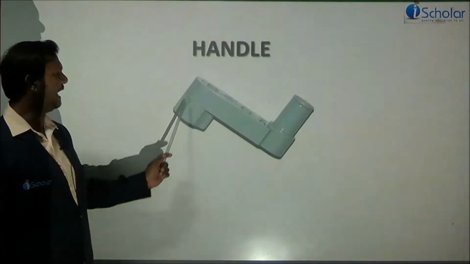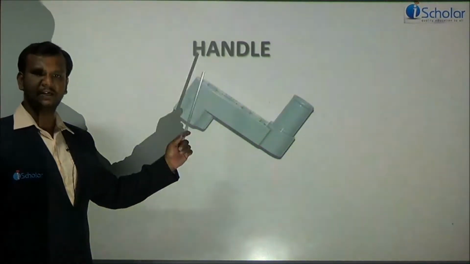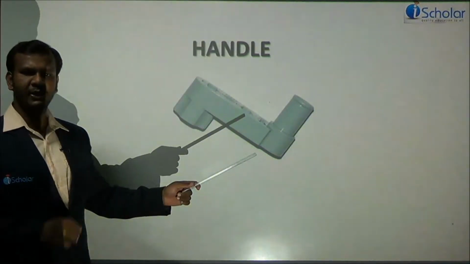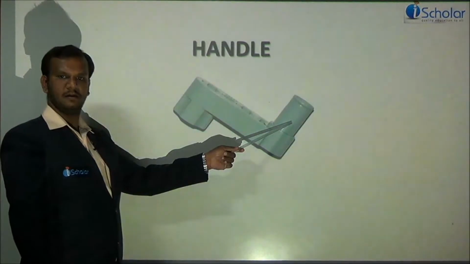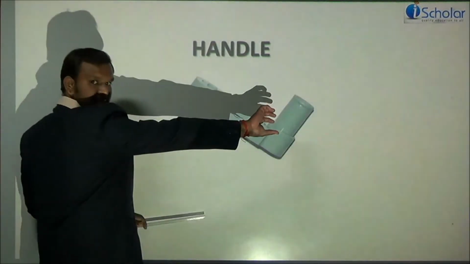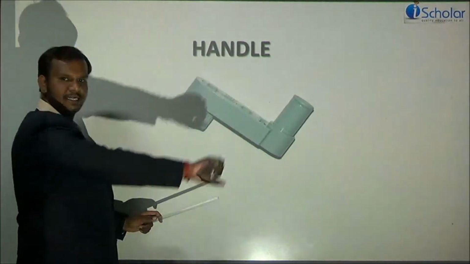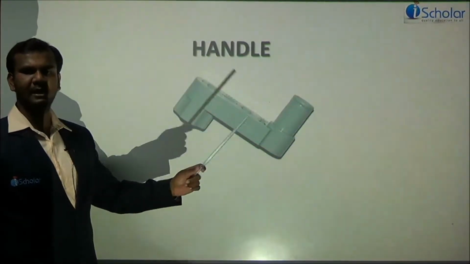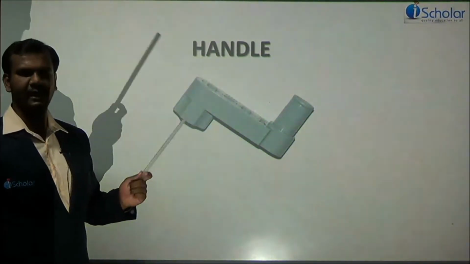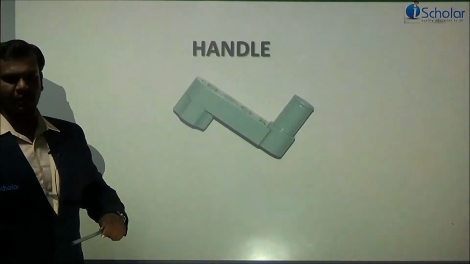The next one. The last component is the handle. I told you, right, the person keeps his hand at this particular end. So he holds it like this and rotates. Based upon the speed of rotation, you will be rotating in the direction, either clockwise or anti-clockwise.